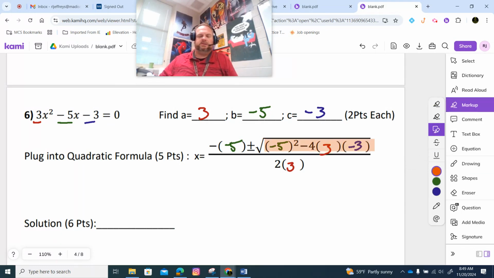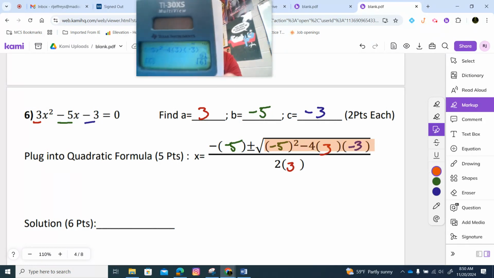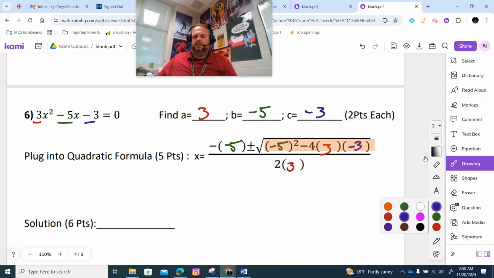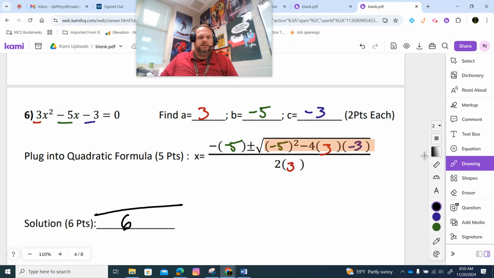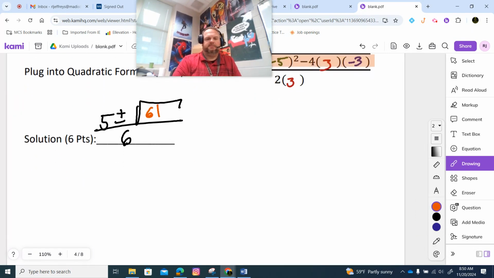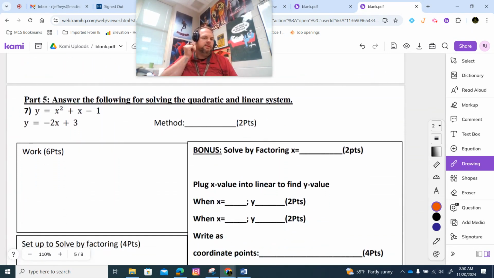All right, again here. Negative 5 squared minus 4 times 3 times negative 3. Okay. Then the square root of 61. All right, so I got 61. I took the square root. So on the bottom, this gives me 6. This is 5 plus or minus the square root of 61.